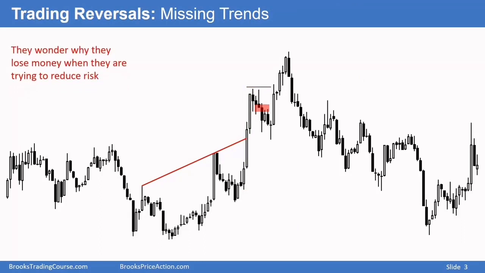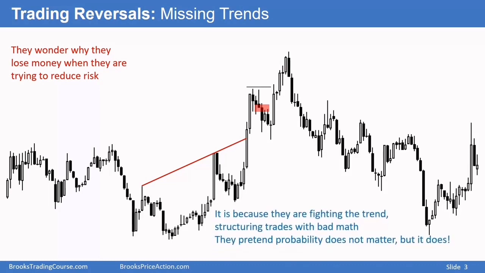A beginner is always wondering how he can possibly be losing money when he's working so hard to reduce risk. It's because he's fighting a trend, and structuring trades that have bad math, you're going to lose money. The beginner pretends that probability does not exist. He's going to take the trade because the risk is small and the reward is big. Great risk reward. If he watches a financial show on television, all he hears them talk about is risk reward, and he looks at this and says, well, my risk is small, my reward is huge. That's fantastic risk reward and therefore a good trade.